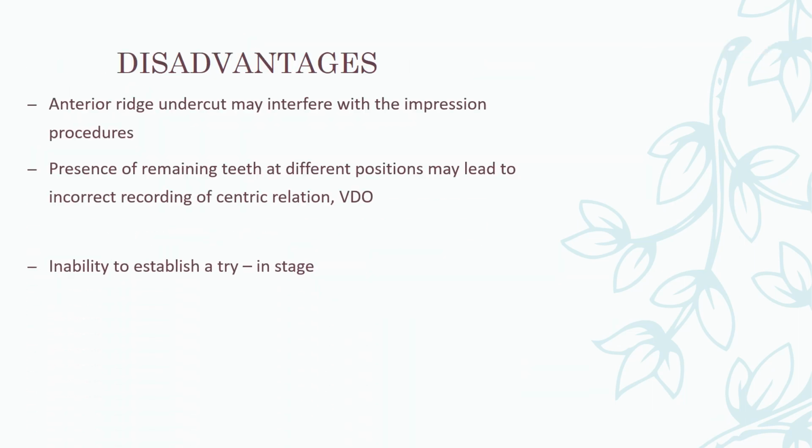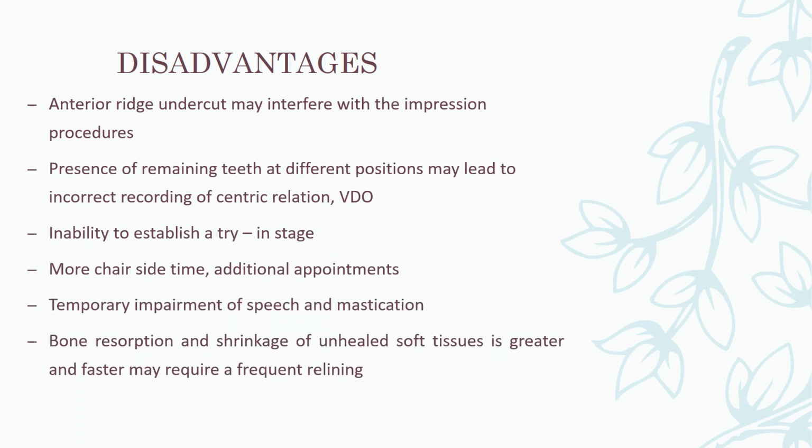Anterior undercut: the ridge may interfere with the impression procedure, because it's a freshly extracted socket, which is not compressed in a total form. So undercuts can create issues. Presence of remaining teeth at different positions is seen frequently in patients with different occlusions, mobilities, grades and levels of attachment loss. This may lead to incorrect recording of the centric relation. You have to make sure and correct this step. You have to be careful, rather.